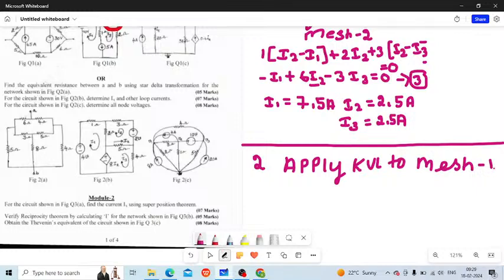That means whatever the diagram given in the question, this one is the one. This one, don't forget to write it. Okay now.